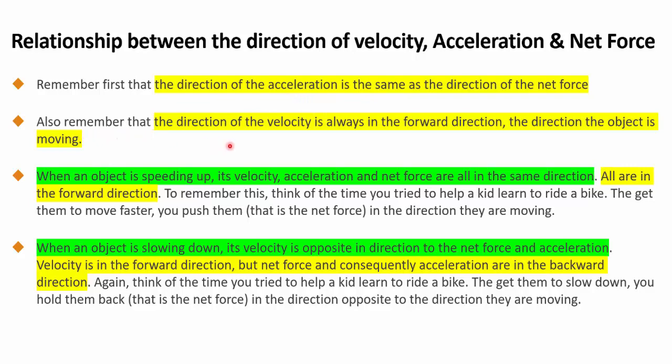Also remember that the direction of the velocity is always in the forward direction, the direction the object is moving. The direction of motion of the object is the same as the direction of the velocity. It's important to remember those. So now the two cases we need to look into are when an object is speeding up or when an object is slowing down. When an object is speeding up, its velocity is in the forward direction like we said here.